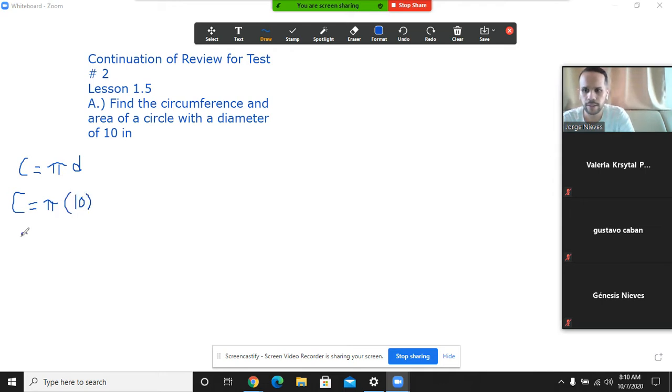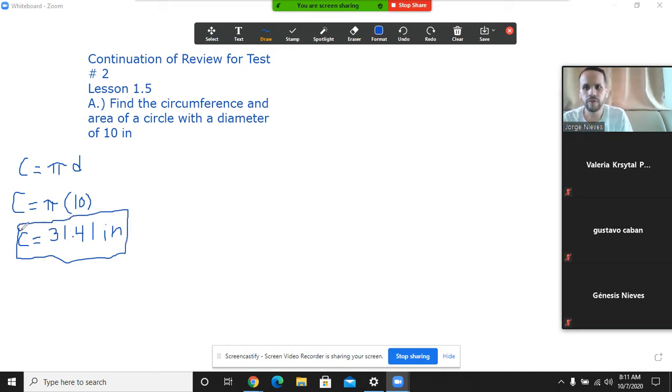So we're gonna multiply that. So pi times 10 is gonna be the following. You're gonna do it in the calculator. It's okay. So pi times 10 is 31.41. Okay, 31.41 inches. Okay, so that's how we basically do the circumference. Any questions about this?